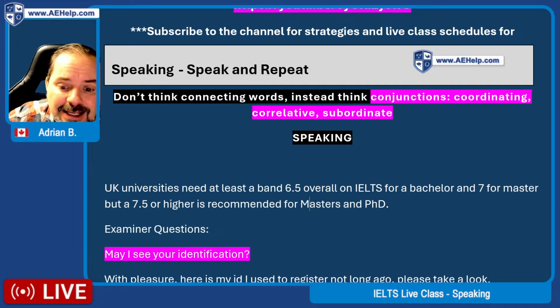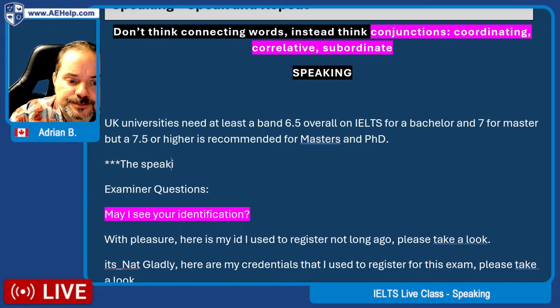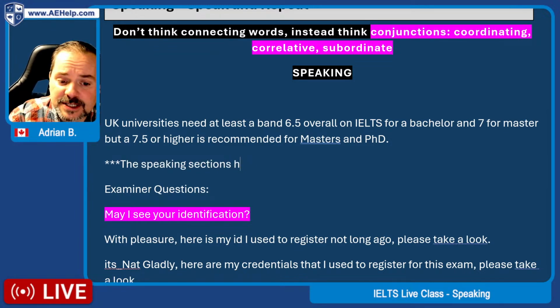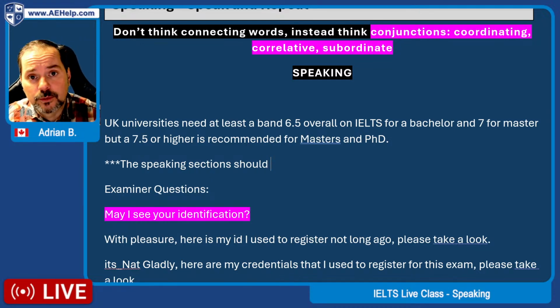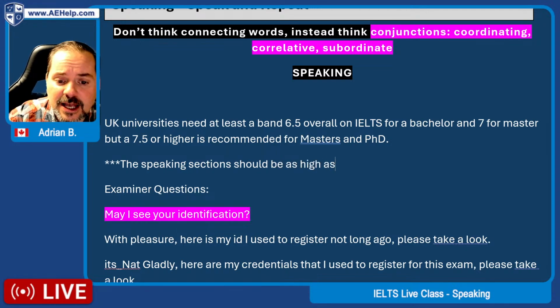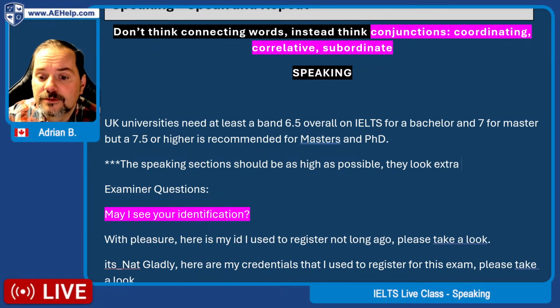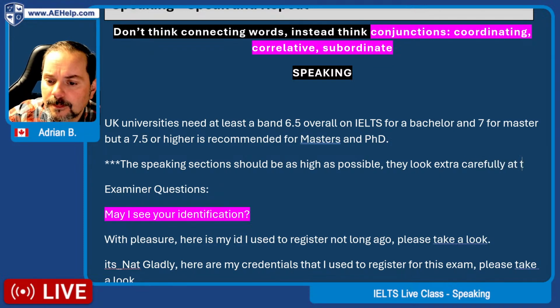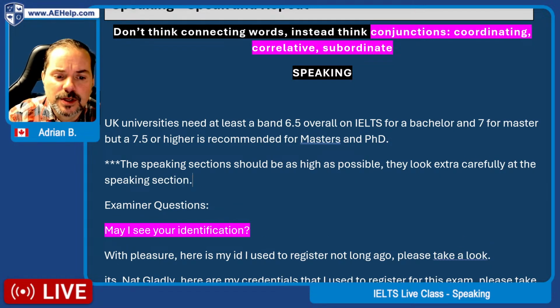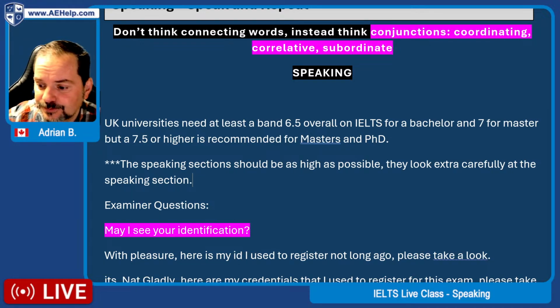Okay, and ideally, here's another important point, everybody. The speaking section should be as high as possible. That's the one score they're really looking at, because they need you to be able to communicate with your teachers, your peers. They look extra carefully at the speaking section for obvious reasons, right? It's your main mode of communication. So if you have a very low score in the speaking section, it usually does not help your application. Okay.